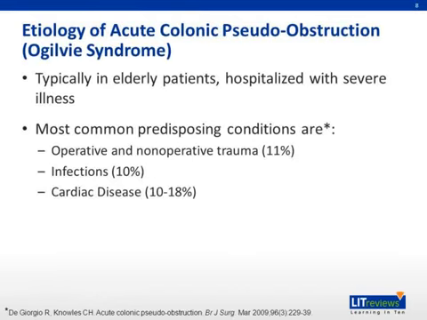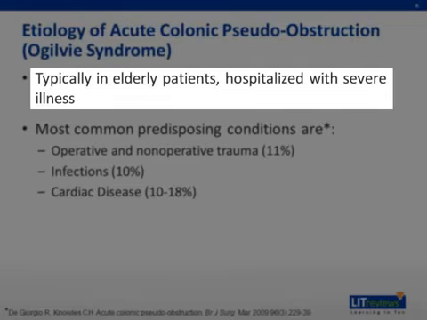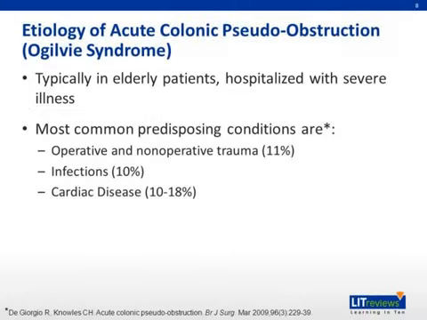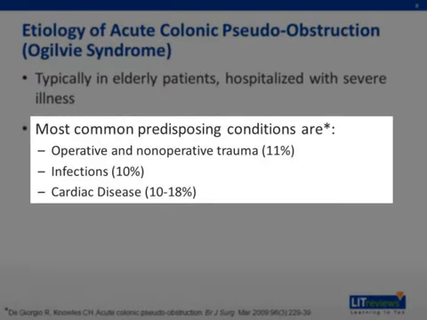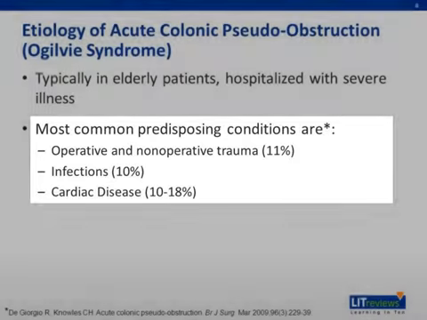Acute colonic pseudo-obstruction has many etiologies. This disorder is typically seen in elderly patients who are hospitalized with a severe illness. In a retrospective review of more than 1,400 cases of acute colonic pseudo-obstruction, the most common predisposing conditions were operative and non-operative trauma, infections, and cardiac disease.